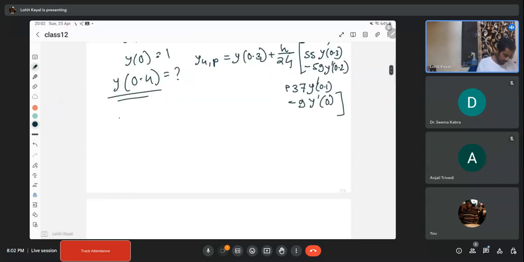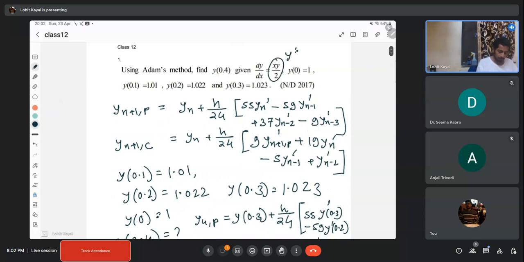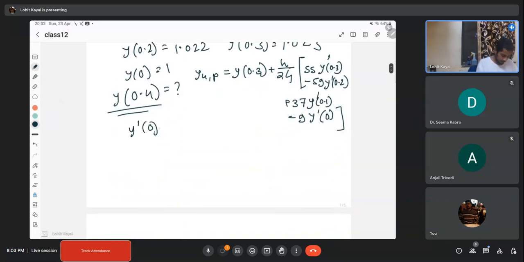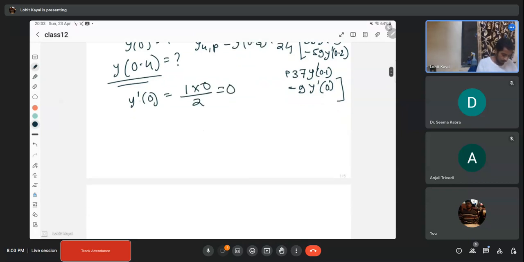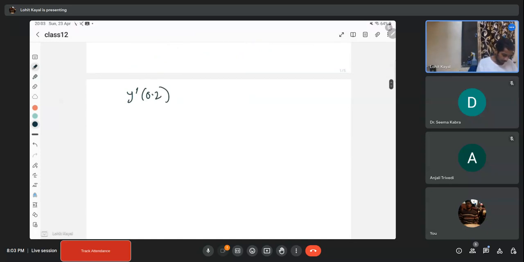Now, how to get this result? Y prime of 0, you need to find from here. This is your y prime equal to xy by 2. So y prime of 0, if you calculate it, you get 1 into 0 by 2 equal to 0. Y prime at 0.1 is 1.01, which is the y already provided, times x, which is 0.1, by 2, equal to 0.0505. Then y prime at 0.2.